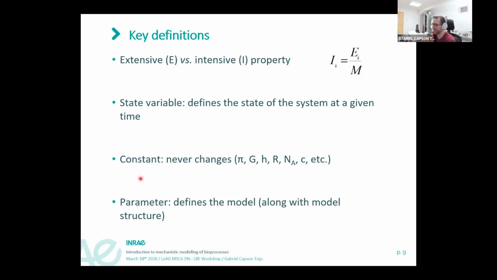This, again, for me, the difference between variable and parameter is particularly important. Those two are many, many times used interchangeably. They are absolutely not, and it's very important to keep that in mind.